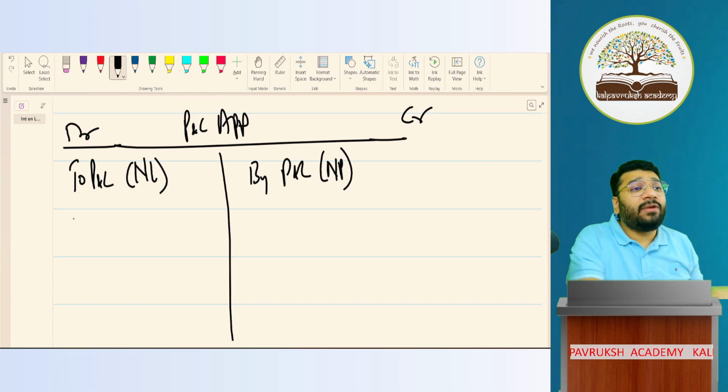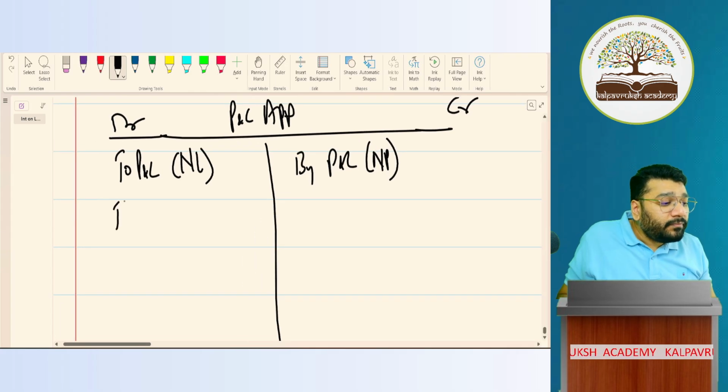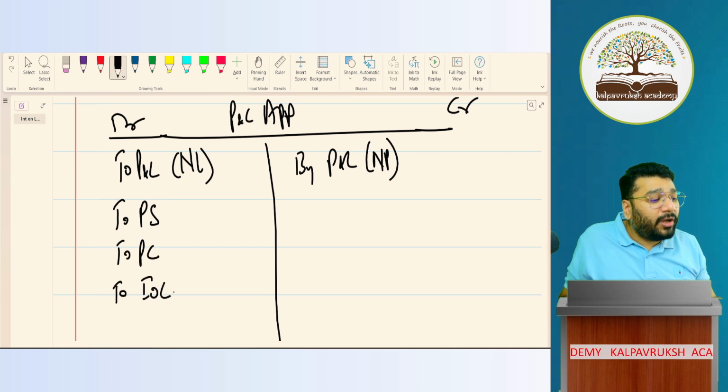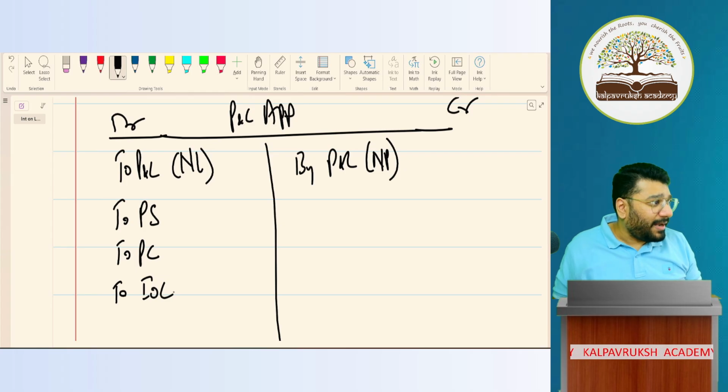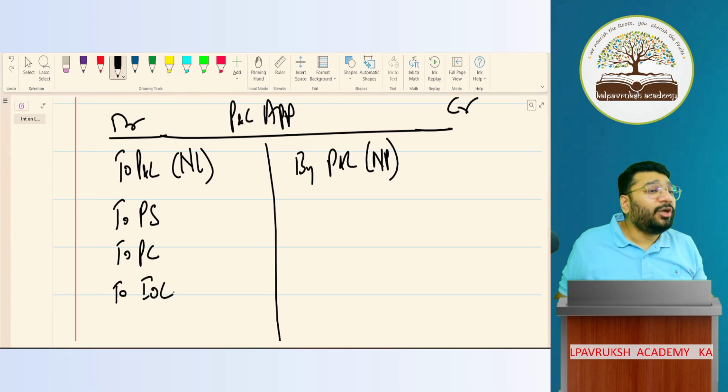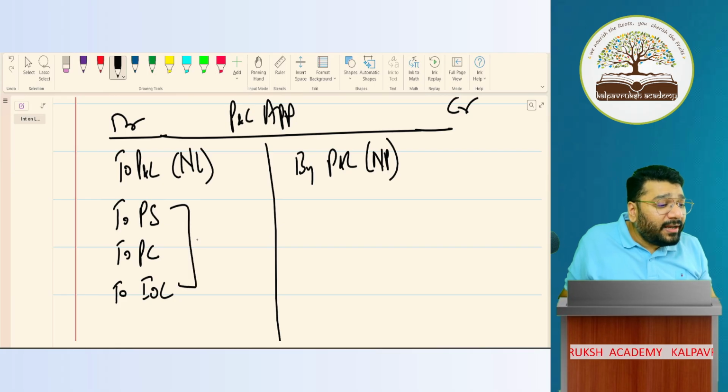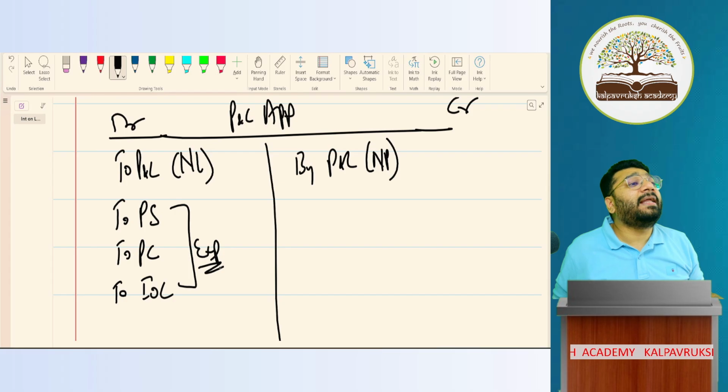In the debit side, what else will come? Two partners' salary, two partners' commission, two interest on capital. All these are expenditure in nature. Expenditure in nature. Got it?